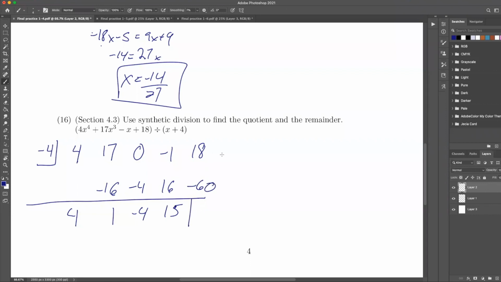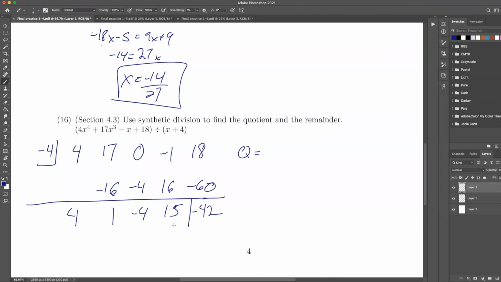18 plus minus 60. See if I can do math yet today. Should be 42. Minus 42. Yes. Okay.